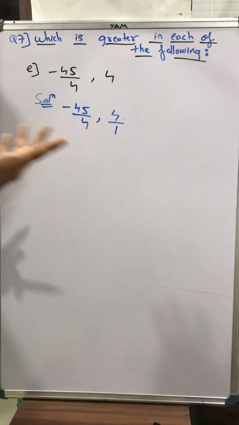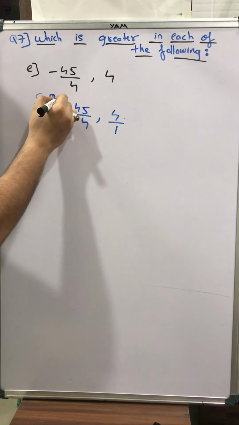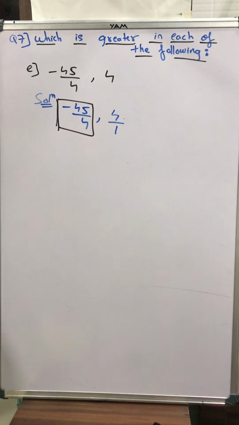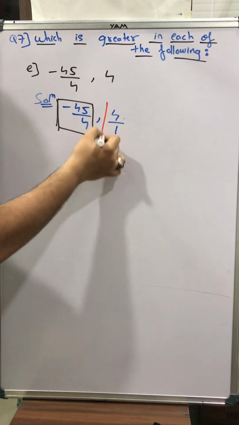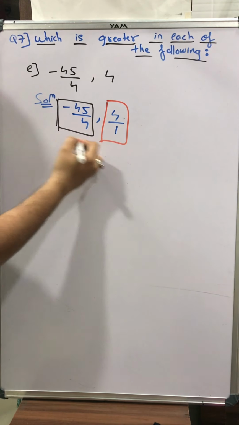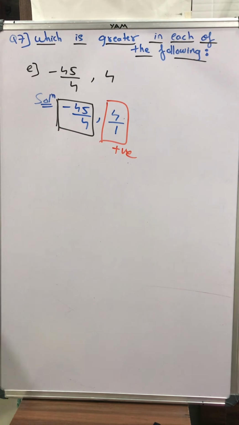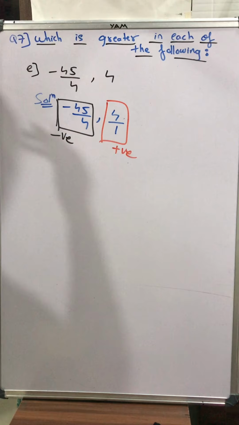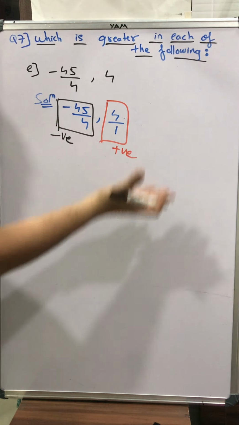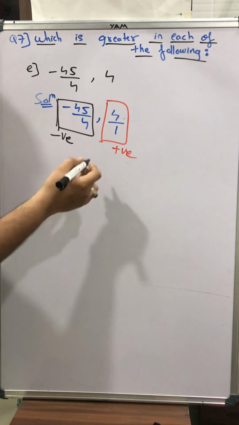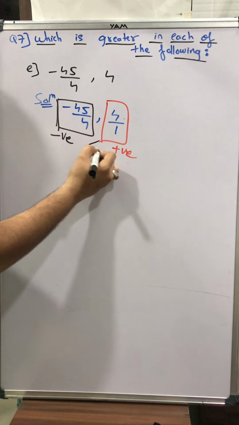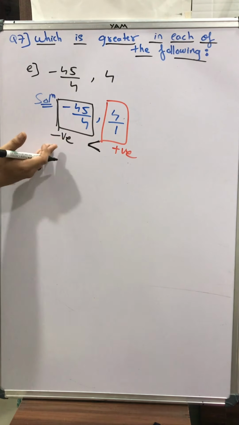Be smart. Be smart. Can I say, students, this fraction minus 45 upon 4 is a negative fraction because I can see a negative sign, minus, and this fraction is positive. This is a positive fraction and this is a negative fraction. So can I say, students, it's very obvious, whatever number is here, may it be a crore or anything, but always positive numbers are greater as compared to negative numbers. That's it, students, that's it. So can I say this positive number is greater as compared to the negative number?